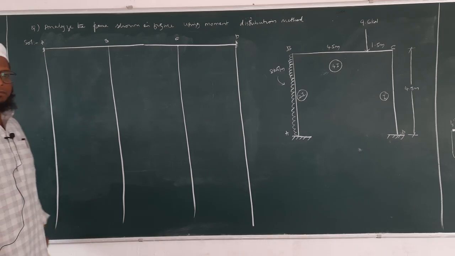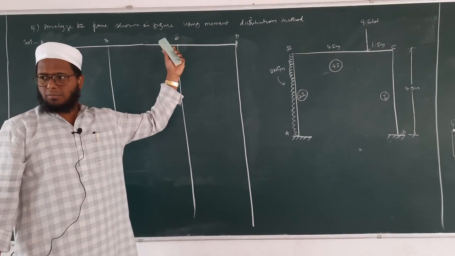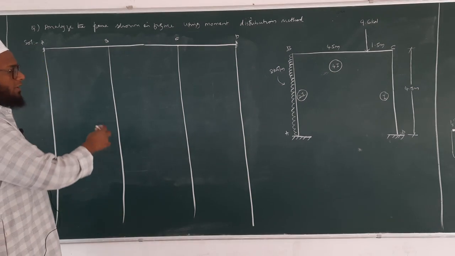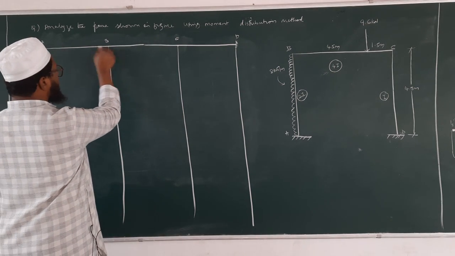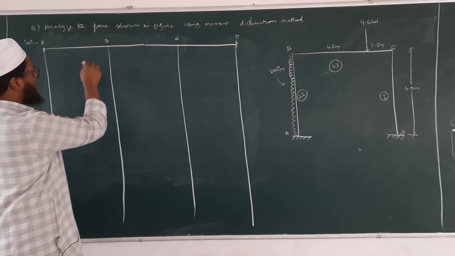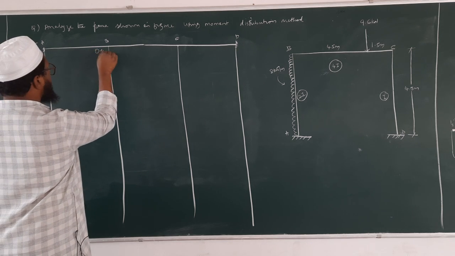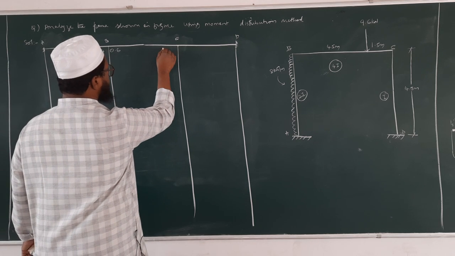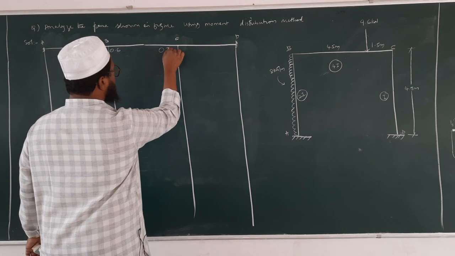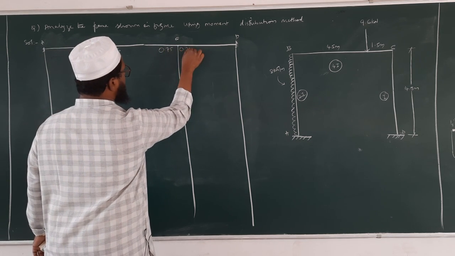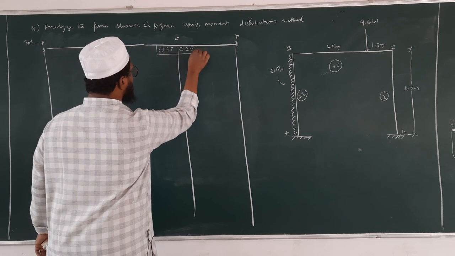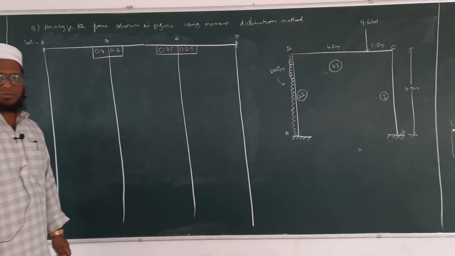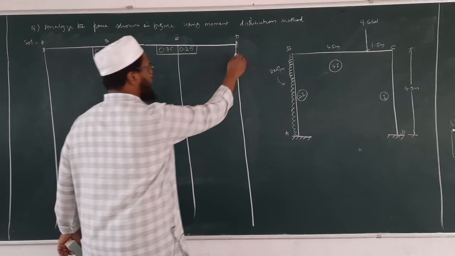Now what is the first thing we do in your moment distribution table? Distribution factor. So what are the distribution factors we got? For BA, 0.4, and 0.6. What about this one? 0.75 and 0.25. These are the two distribution factors we got for this frame.